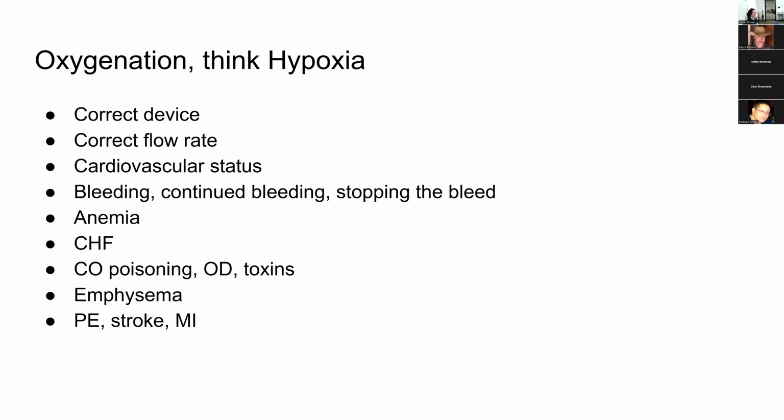How is their cardiovascular status? Someone with heart failure or morbid obesity, diabetes, all these other conditions that cause pooling of blood in their legs, that's a stagnant hypoxia. That blood's not able to move. Is there bleeding? Have we controlled the bleeding? Are they continually bleeding somewhere? Are they anemic and that's why we're not able to oxygenate them? Do they have some kind of poisoning? Remember in carbon monoxide poisoning, carbon monoxide attaches to the hemoglobin instead of oxygen because it has a higher affinity for it.